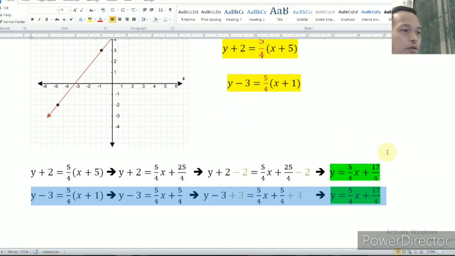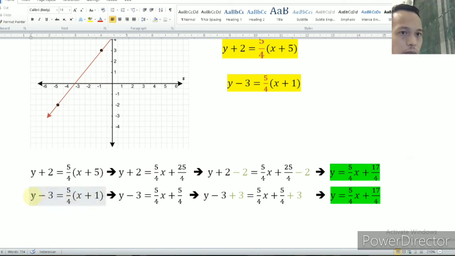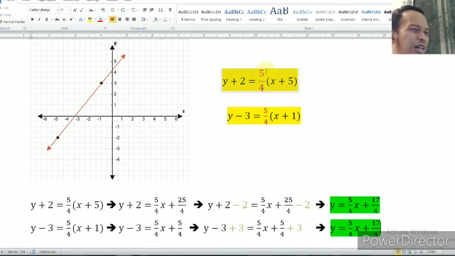With the same steps, I'm just not doing it step by step. Look at this. I distribute first, and then I add 3 to both members. Don't forget this 3. If you want to add it, I need to transform 3 into 12/4. In the end, it's the same. It's exactly the same line. So we both learned how to transform from point-slope form into slope-intercept form, and by proving these two visibly different equations, actually they are equivalent, the same.